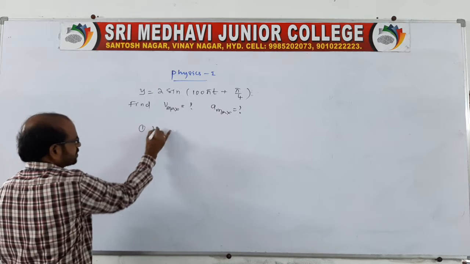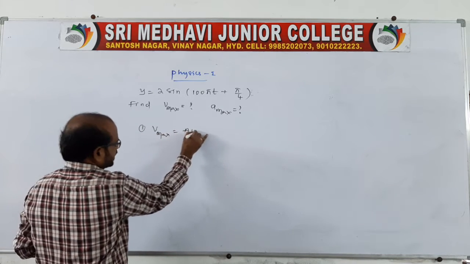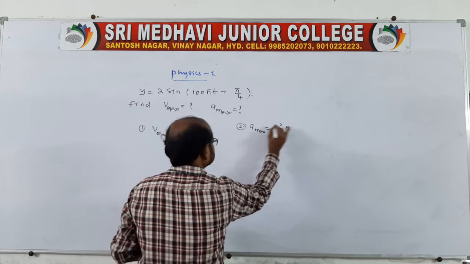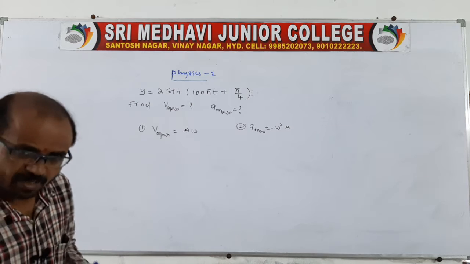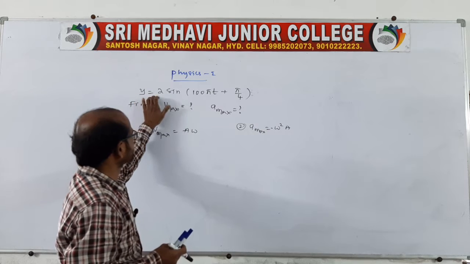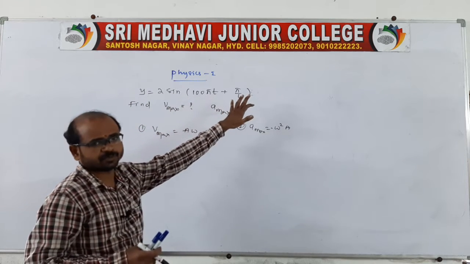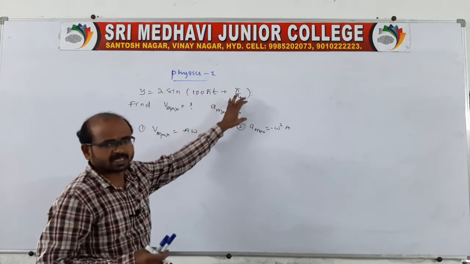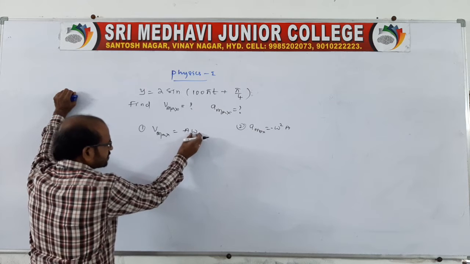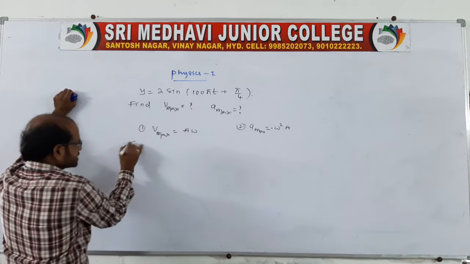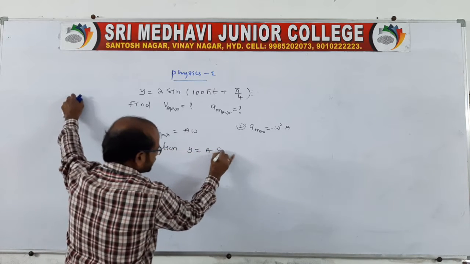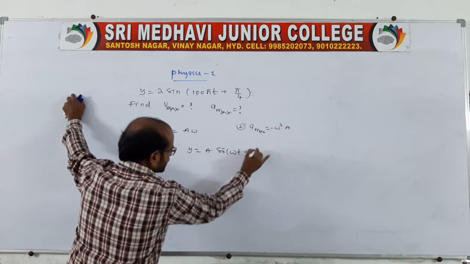Of course, for the first one, V maximum, we know the formula, it is A omega, and the second, A maximum, is nothing but A omega square. These are the expressions. The particle is executing motion with displacement equation y is equal to 2 sin 100 pi t plus pi by 4. Then find V maximum as well as A maximum. V maximum formula is A omega. So now we should identify the A and omega from this equation. There is a general equation, y is equal to a sin of omega t plus phi.